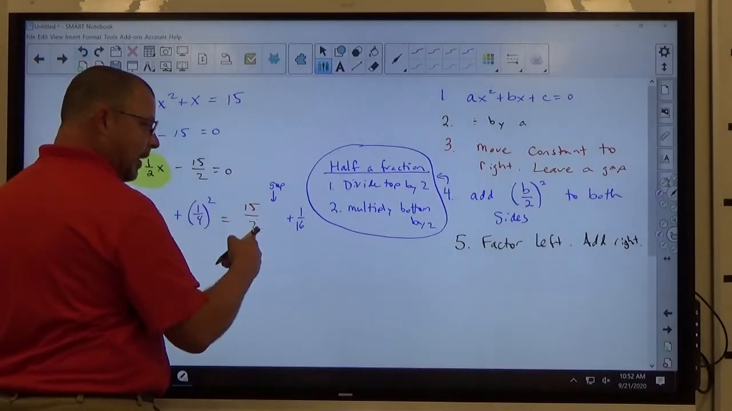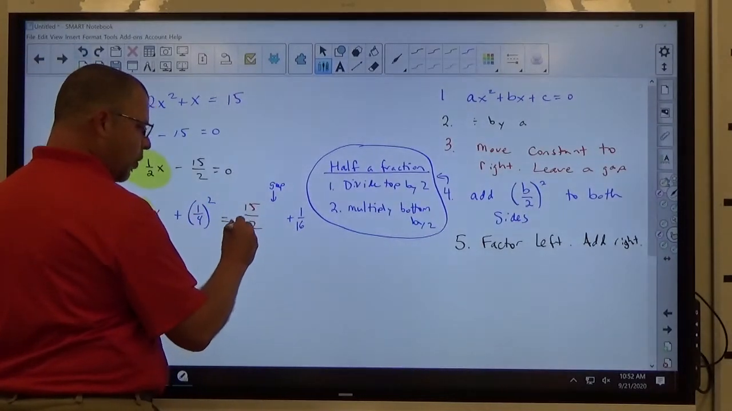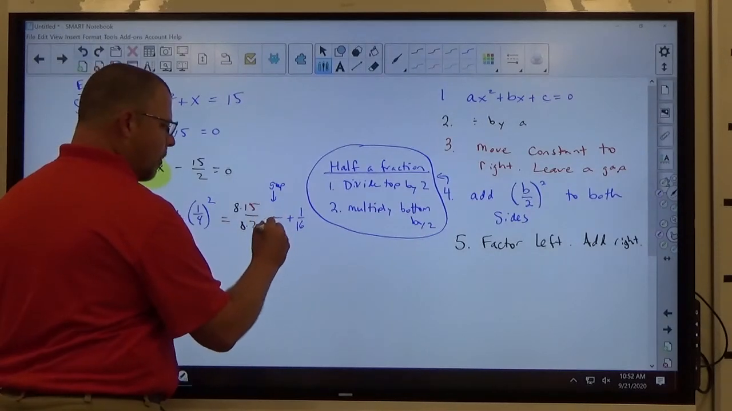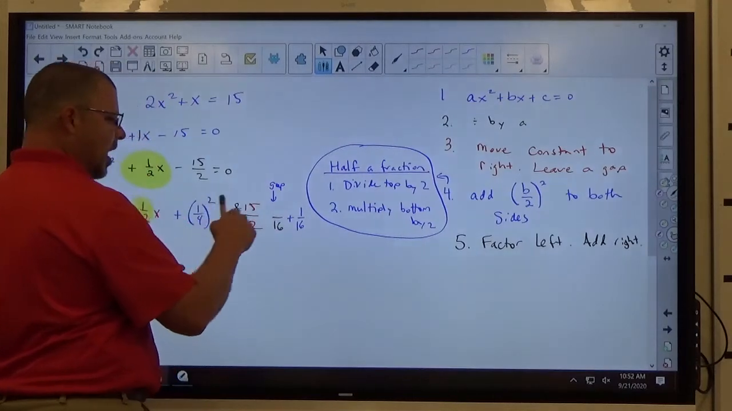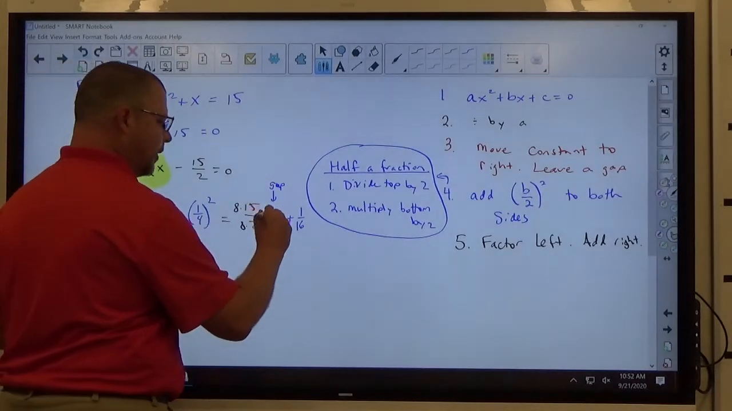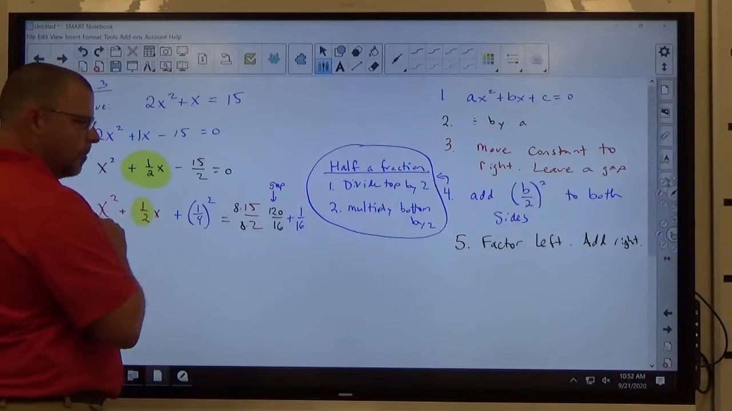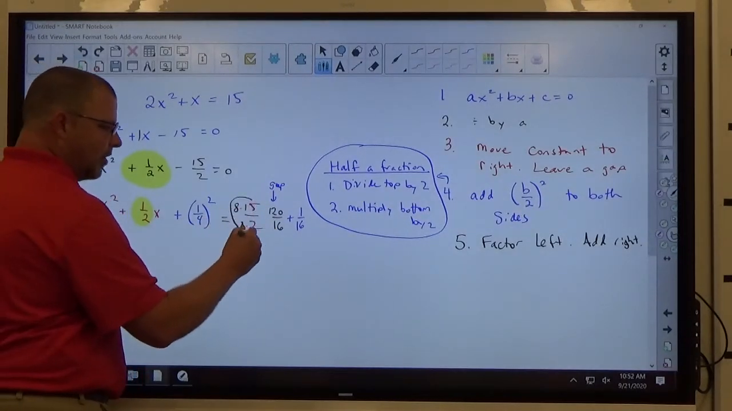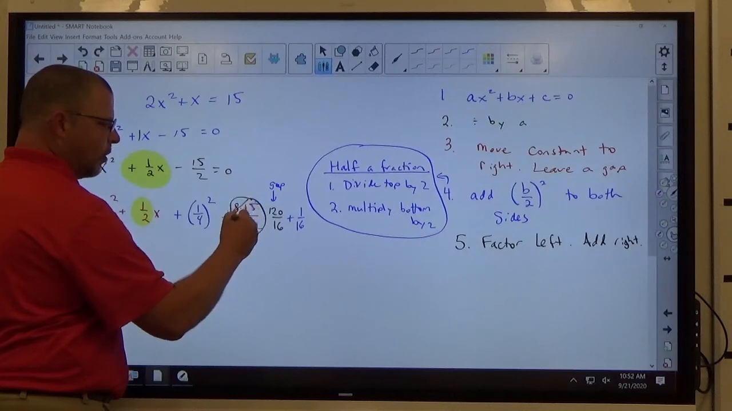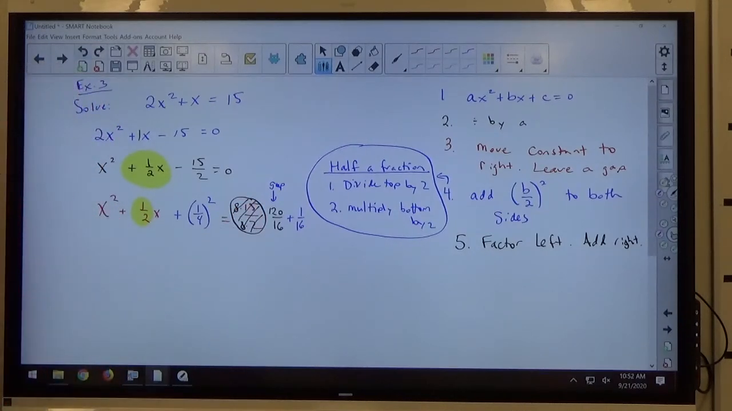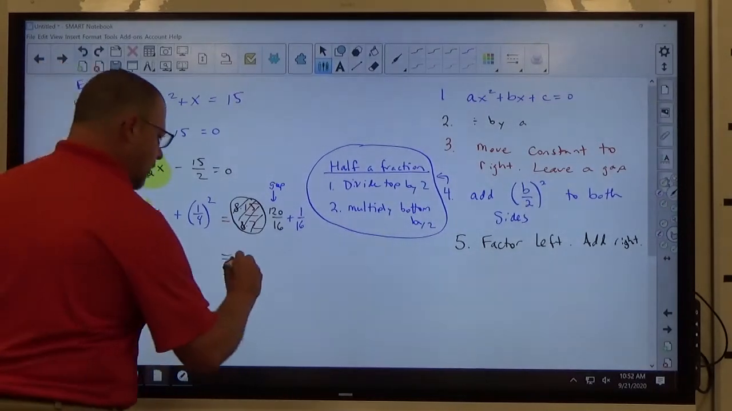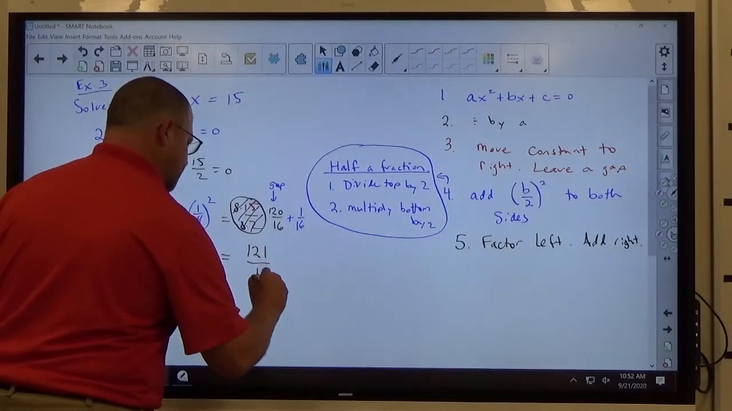But I need to get a common denominator, so I'm going to multiply times 8 times 8. So on the bottom, 8 times 2 is 16. On the top, 8 times 15 is 120. So 120 over 16 is the same as 15 over 2. And this is not the common denominator structure, so I'm just going to strike that out. So on the right-hand side, 120 over 16 plus 1 over 16 makes 121 over 16.